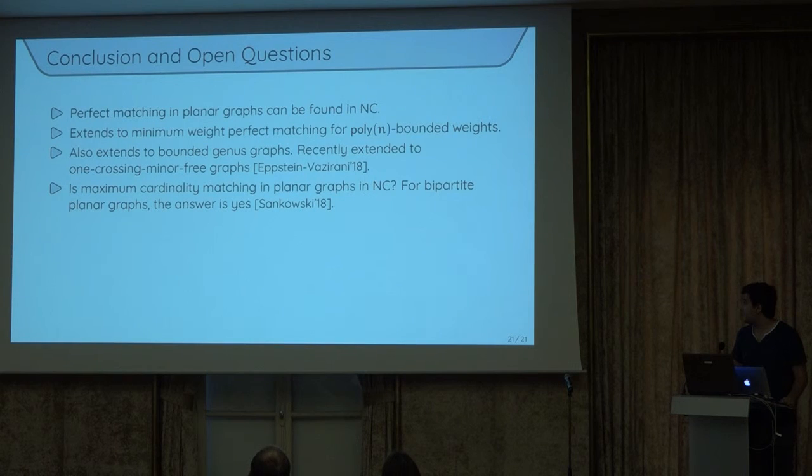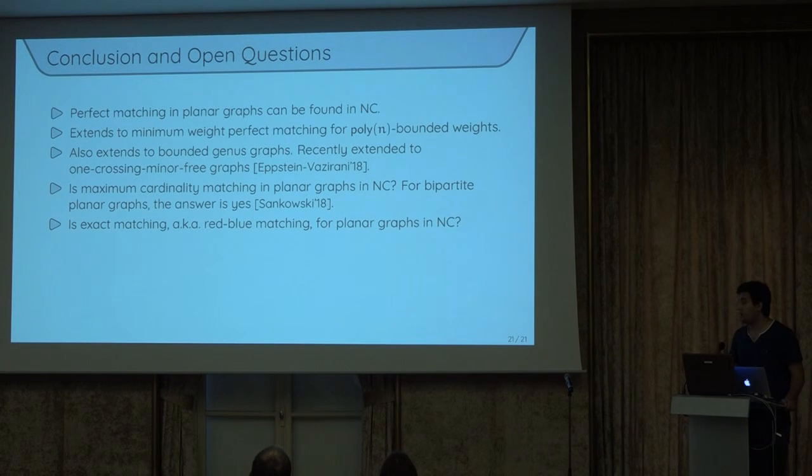Now, there are a few open questions. One is whether or not you can find maximum cardinality matching. So if your graph doesn't have a perfect matching, can you find one which has the maximum number of edges? For the special case of bipartite planar graphs, this was recently solved by Sankowski, but the question remains open for general planar graphs.